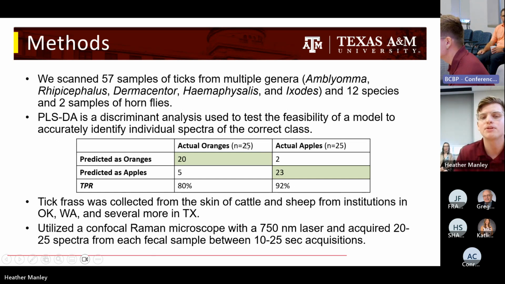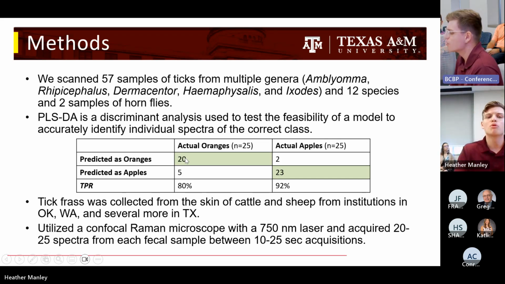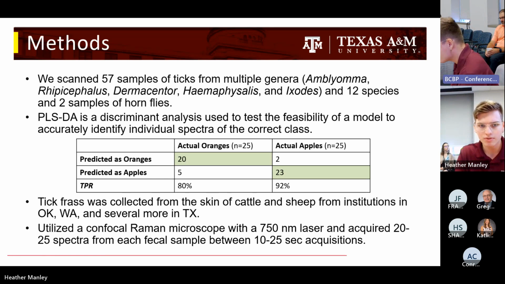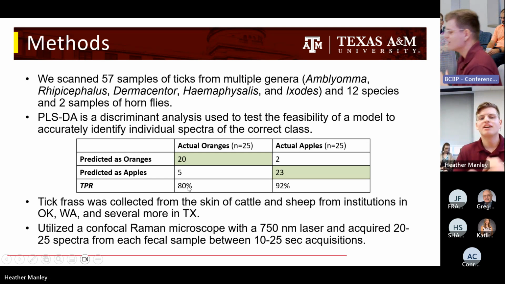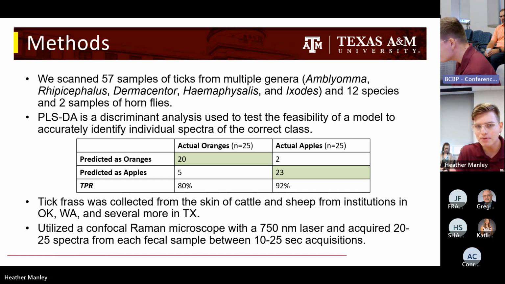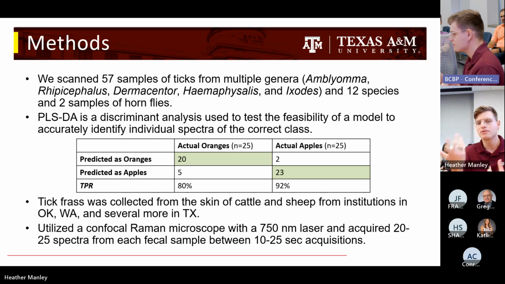Coming from the top, you have the number of spectra that are actually this class. So this will be actually oranges. This will be actually apples. Coming from left to right, you have the number of spectra that were predicted as that class. So in this little box right here, we have 20 spectra that were actually oranges and were predicted as oranges. And so we have a true positive rate down here. That'd be 20 out of 25, which is 80%. We had 5 of them that were predicted as apples that were actually oranges, and so we have a false negative rate of 20%.